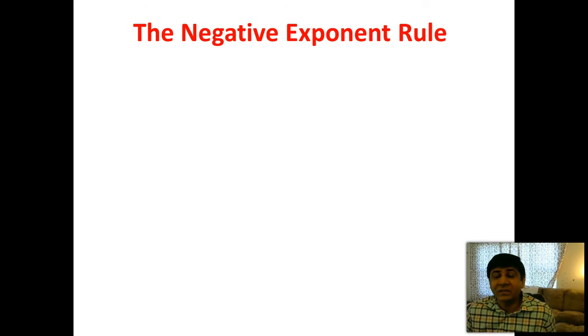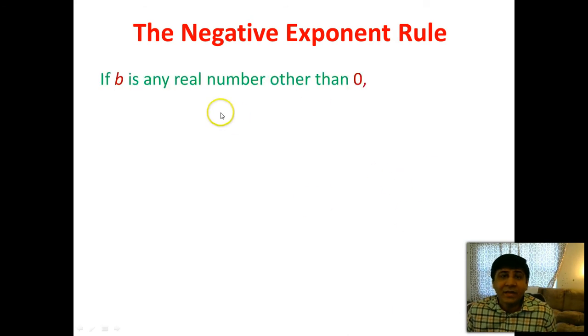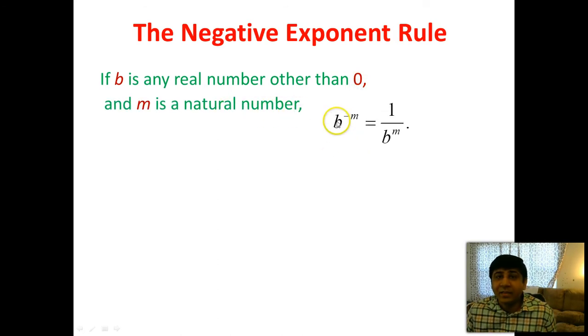The next one is the negative exponent rule. If b is a real number other than 0 again, and m is a natural number, then b to the power minus m is the same as 1 over b to the power m. If we write it as a fraction and bring the power to the denominator, it will become positive. So we can go from here to there or there to here. This is called the negative exponent rule. If it's negative in the numerator and we bring it to the denominator, it becomes positive, and the other way around as well.